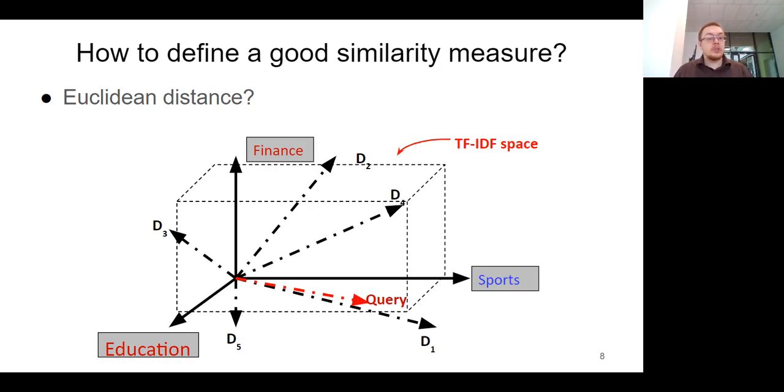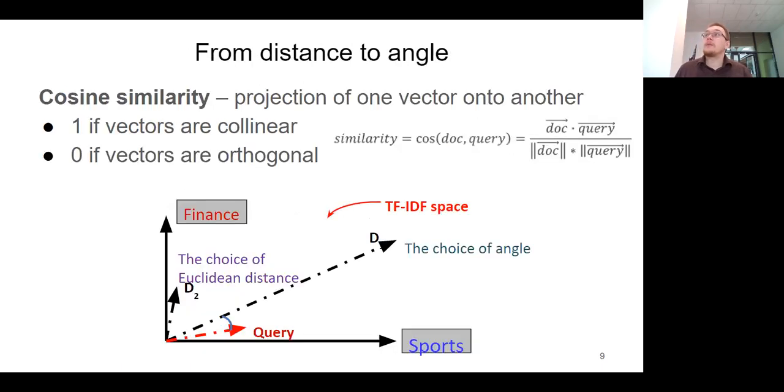Introducing some metric which doesn't care about the length of the vector, the norm. And here comes, ta-da, cosine similarity. Cosine similarity is a projection of one vector onto another, and it returns 1, so the cosine of 0, when the angle is 0, so when the vectors are collinear.